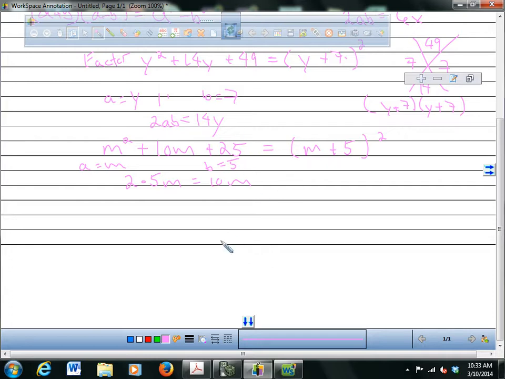So where it becomes especially useful is what if I had 9y squared plus 12y plus 4. What's the square root of 9y squared? What do I have to multiply? 3y. Okay? 3y. What's the square root of 4? 2.